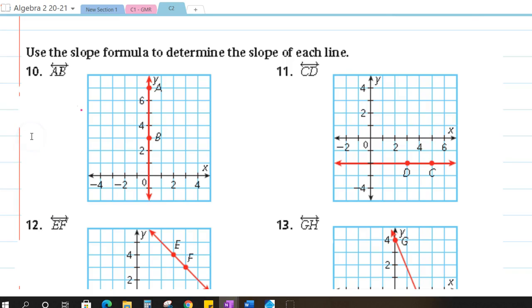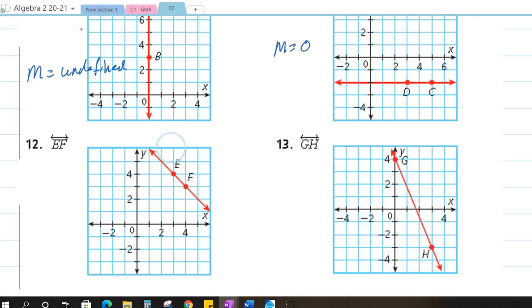All right, here's a few more. Let's try to do them on your own. Number 10, the line is vertical, straight up and down. What type of slope is that? The slope is undefined. Number 11, it's horizontal, it's going straight from left to right. What type of slope is that? My slope is 0.